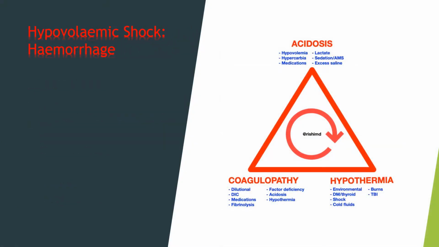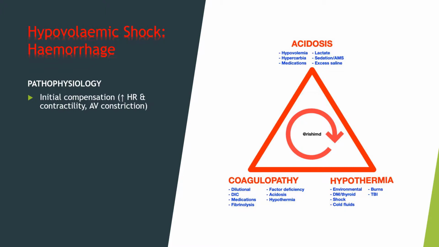Into this in a little bit more detail now. And as you can see, there's a nice image here from Rishi MD on Twitter that explains the lethal triad. So when we have a hemorrhage, especially a severe hemorrhage, we'll have an initial compensation, which is usually an increase in heart rate and the contractility of the heart, and we'll also see some arteriovenous constriction, and then we'll see platelet plugging, fibrin mesh formation, all of those hemostatic agents coming into play.